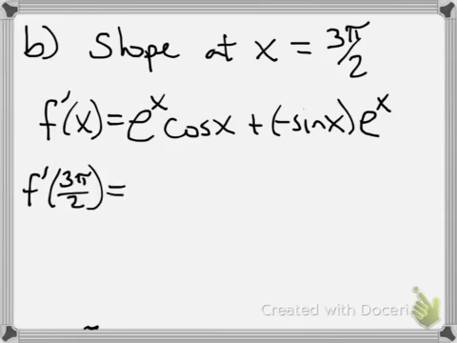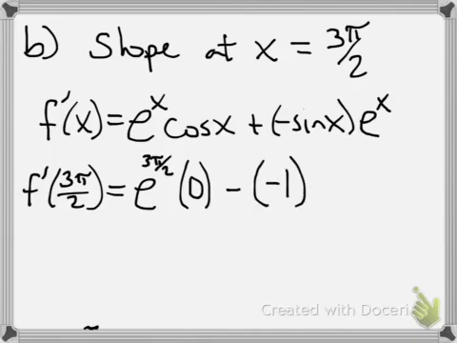E to the 3 pi over 2 is going to remain e to the 3 pi over 2. Hopefully you remember that cosine of 3 pi over 2 is 0, because cosine being the x-coordinate of the point on the unit circle at 270-degree rotation, or 3 pi over 2 radians, the x-coordinate is 0. And then plus, or minus sine of 3 pi over 2. Hopefully you remember sine of 3 pi over 2 being that y-coordinate of the point I just talked about. That's going to be -1. And then we're going to have another e to the 3 pi over 2.